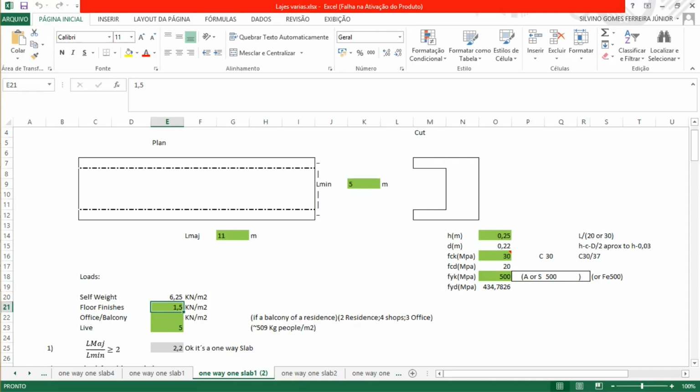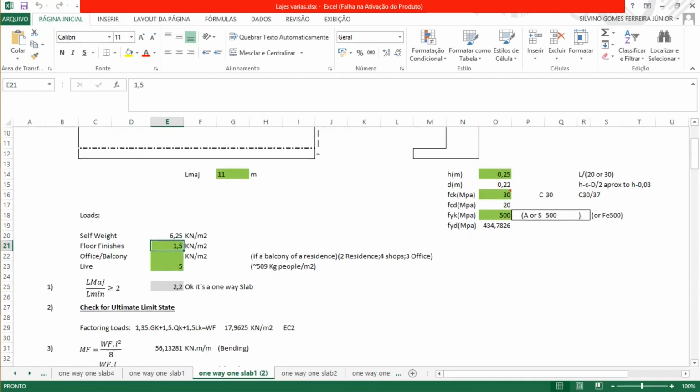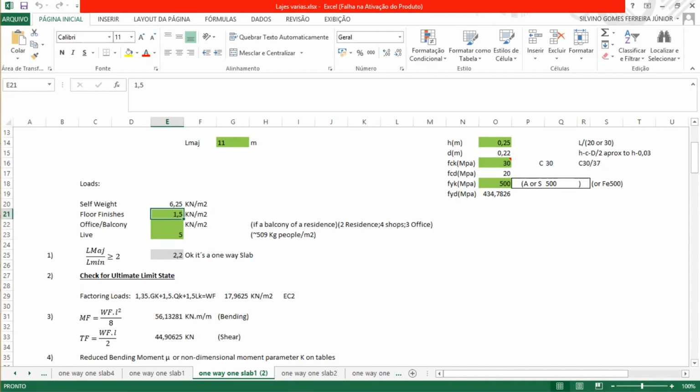In the old British code, the variable load and the live load were the same. But here we make the difference between them, and it's basically the same.